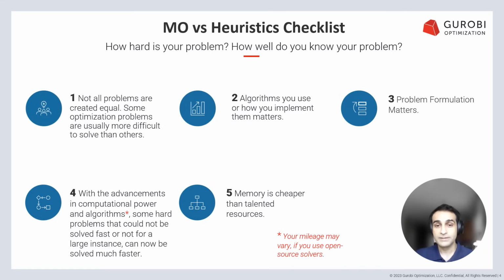Number two, even the same algorithm applied to different data sets of the same problem may result in completely different execution times. That means the algorithms you use or how you implement them matters. And that brings me to the third point, especially for those who may have tried MO and were disappointed by the results. How you formulate the problem can also have a big impact on the runtime. A famous example here is the cutting stock problem.